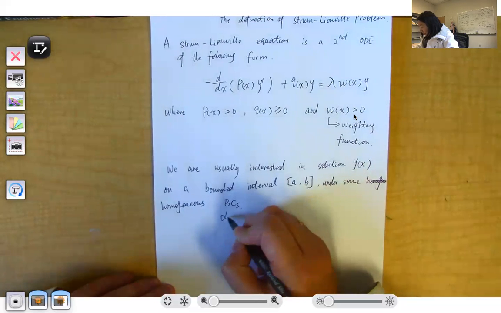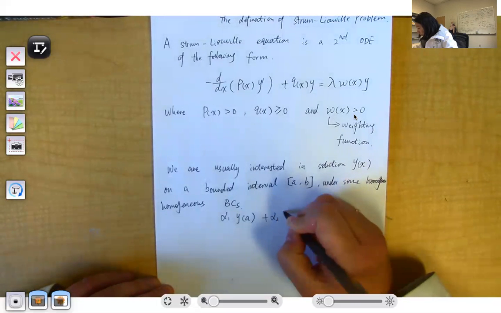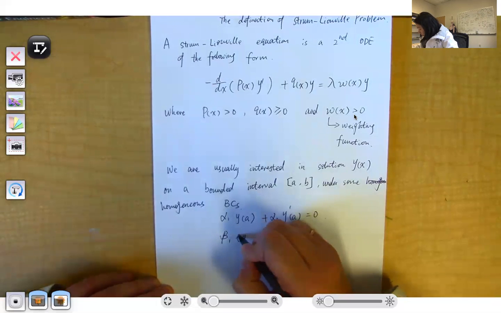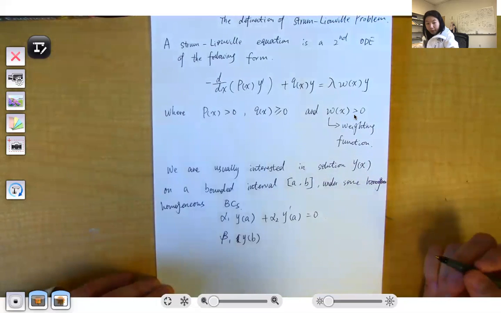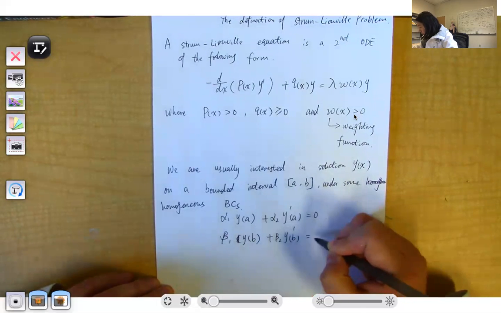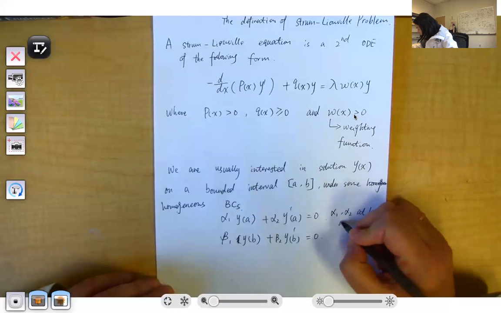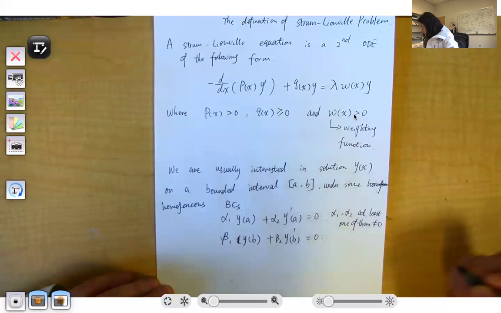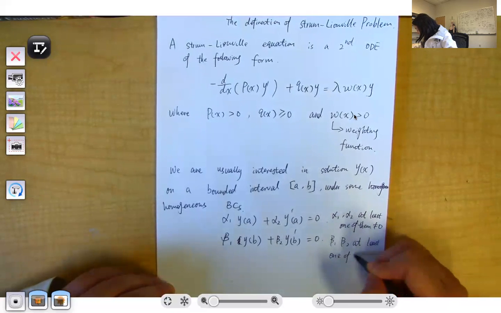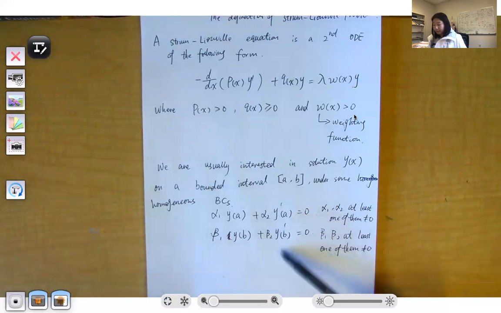And what do I mean by homogeneous boundary conditions? We can write alpha 1 y(a), which is your initial point when x equals a, plus alpha 2 y prime(a) equals 0, and beta 1 y(b), which is your final point, x equals b, plus beta 2 y prime(b) equals 0, where at least one of alpha 1, alpha 2 is not equal to 0, and at least one of beta 1, beta 2 is not equal to 0, so that you have conditions passing through 2 points.